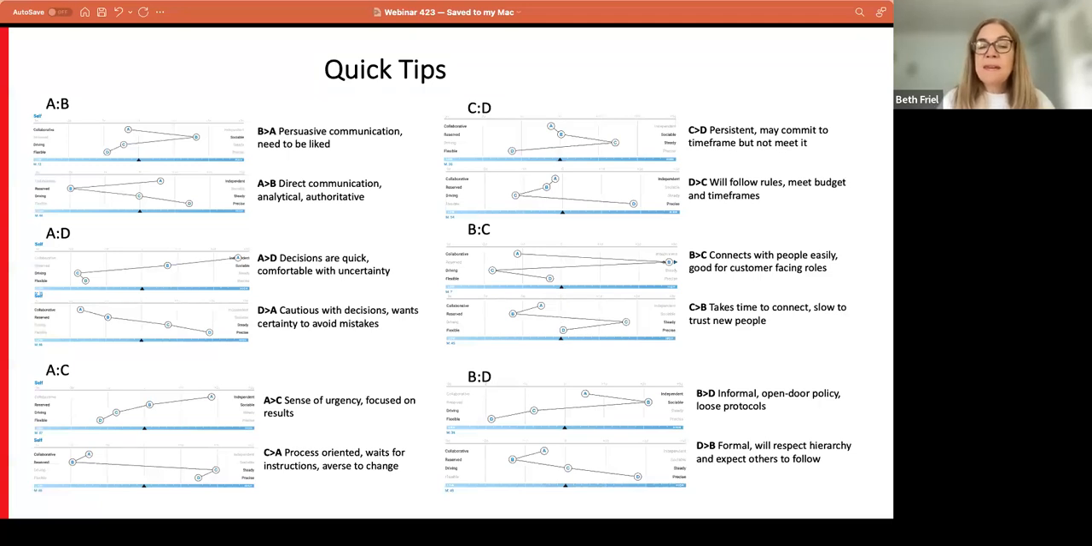B and D is formality. So B higher than D, informal: come on in, don't worry. You can talk to the people who work for me. You don't have to come through me. That's fine. I don't care. D higher than B, there are protocols that we follow. And you need to talk to me before you go talk to my subordinates, because that's how it's done. So that's a quickie for those 6-factor combinations and the different ways that they're done.